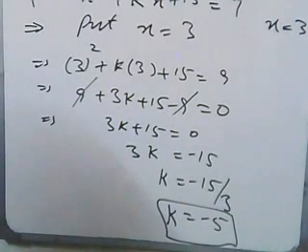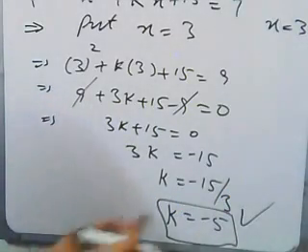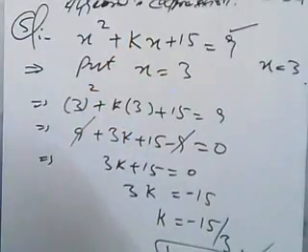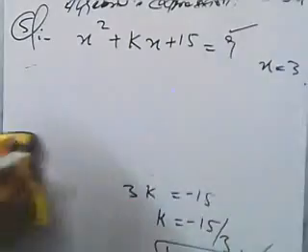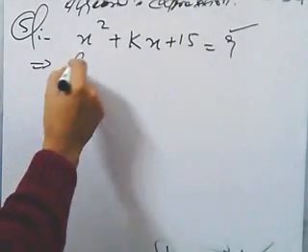If you read the question carefully, the author of the book says: hence find the other solution of the equation. So whenever you have found the value of k, put the value of k in this equation and again solve the given equation. For example, you see here we have found the value of k, so put it here, now putting the values.